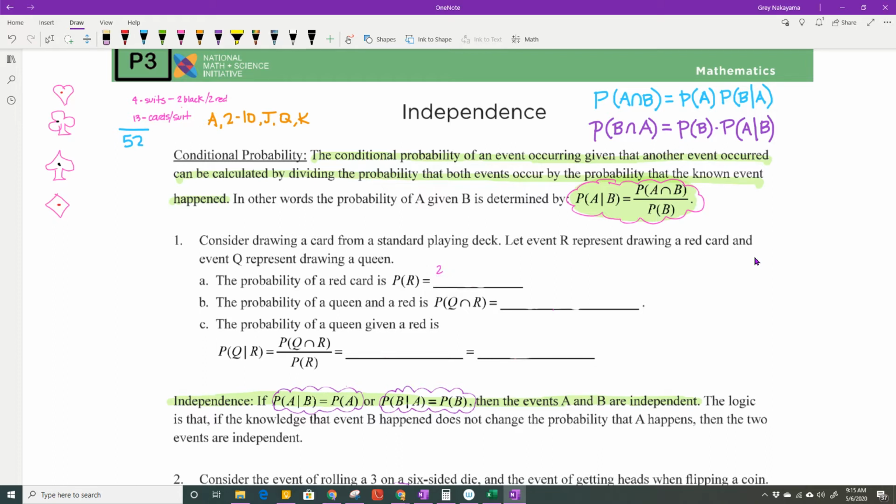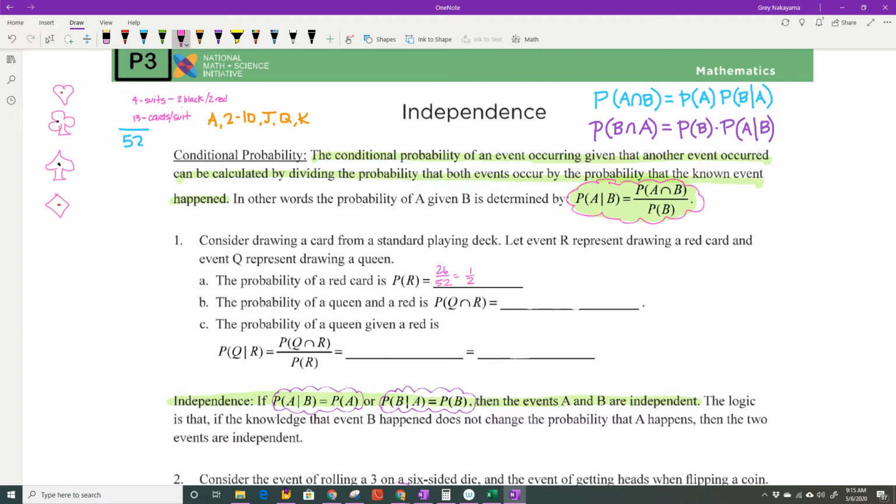What? Oh, poo. I know what happened. I did that wrong. Let's see if I can try that again. All right, let's just put that. So 26 out of 52, and that equals 1/2.